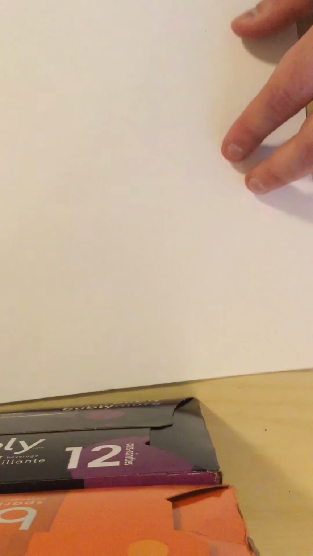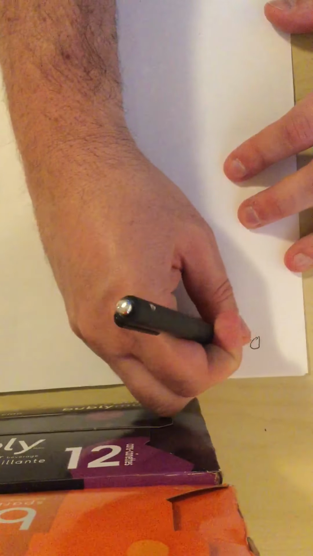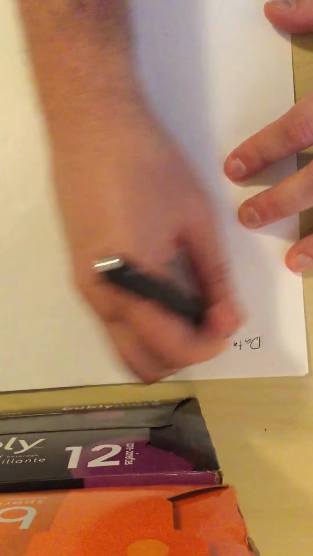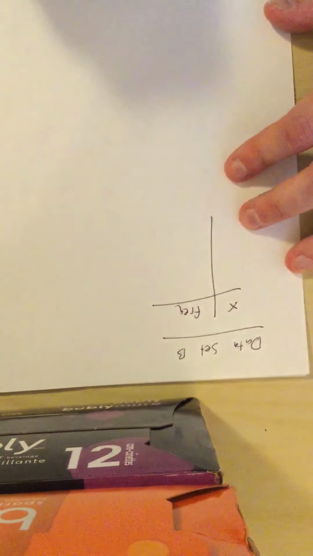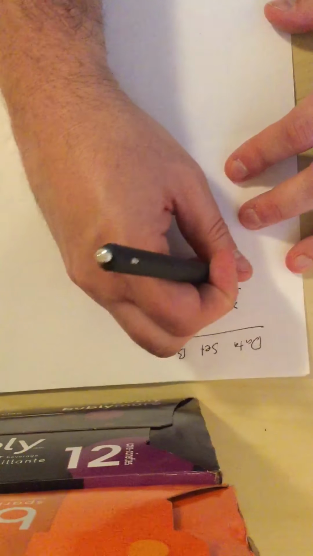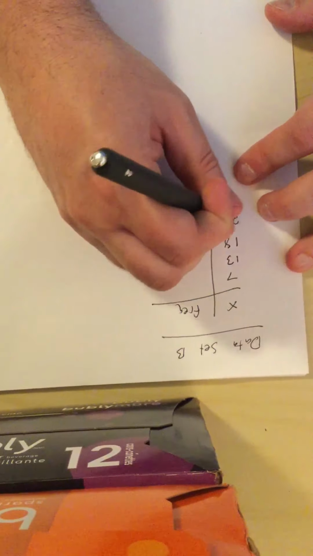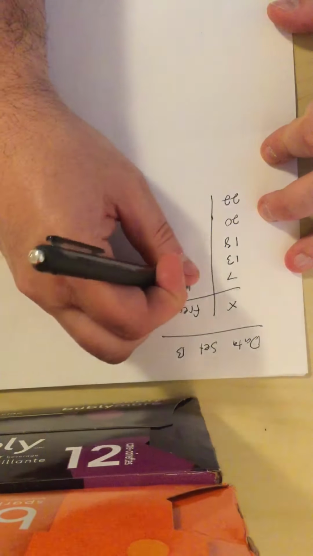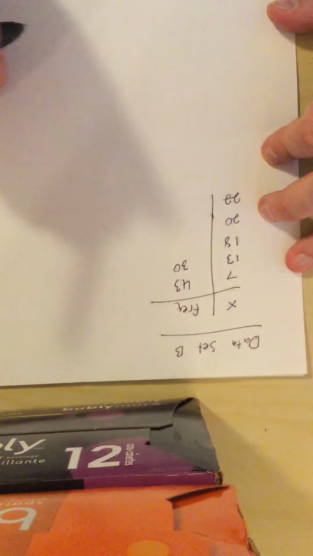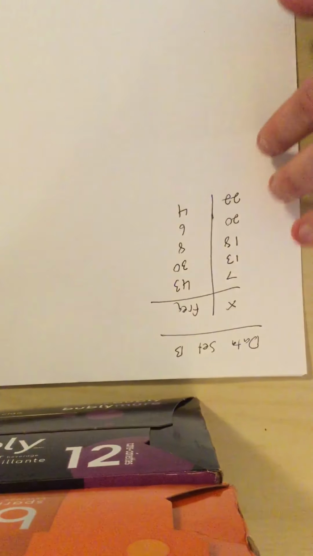Time for an example on this video? I do. So let's say here we have data set B, and it's going to be a frequency table, of course, to make things interesting. So we'll say it's 7, 13, 18, 20, 22, and we'll make this 43, 30, 864.